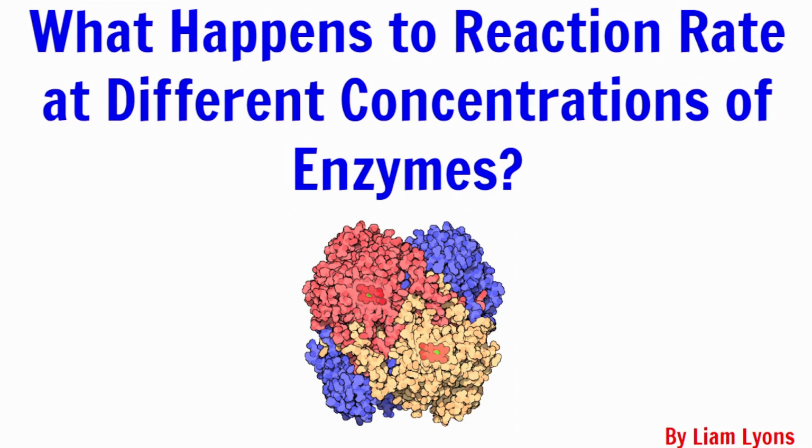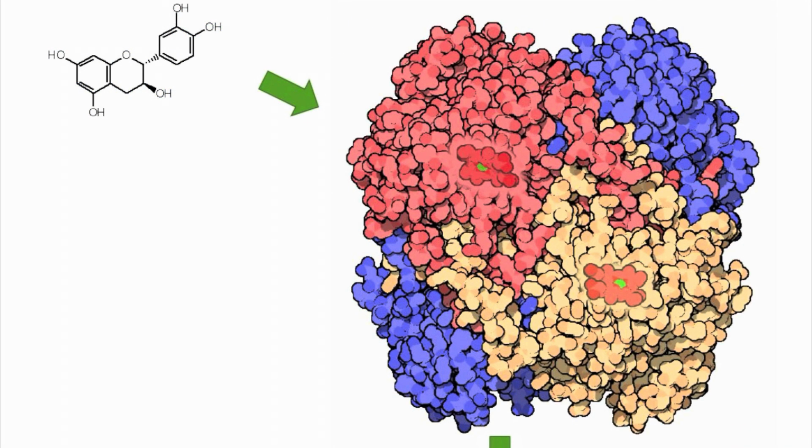Hi, I'm Liam, and in this video I'm going to be talking about the enzyme catalase and how it breaks down hydrogen peroxide into products of water and oxygen. In this lab, I tested the factor of different concentrations of an enzyme and how that affects reaction rate. The reaction rate is how fast the reaction is happening with the enzymes involved.